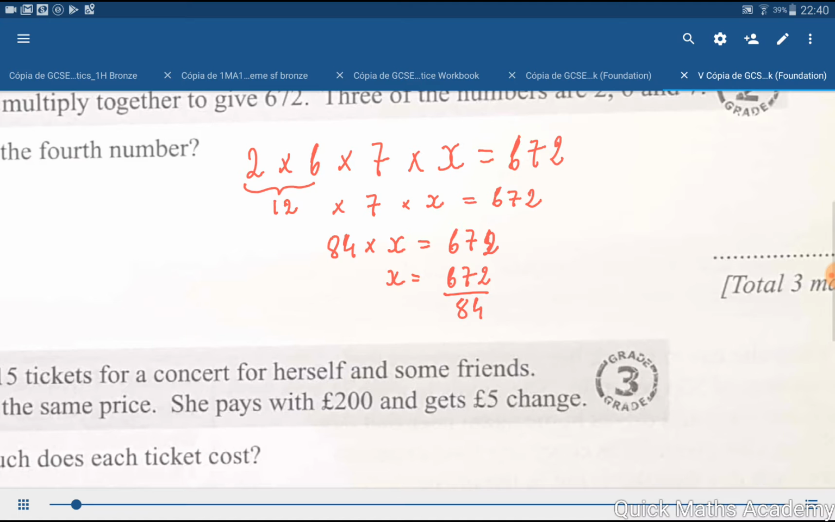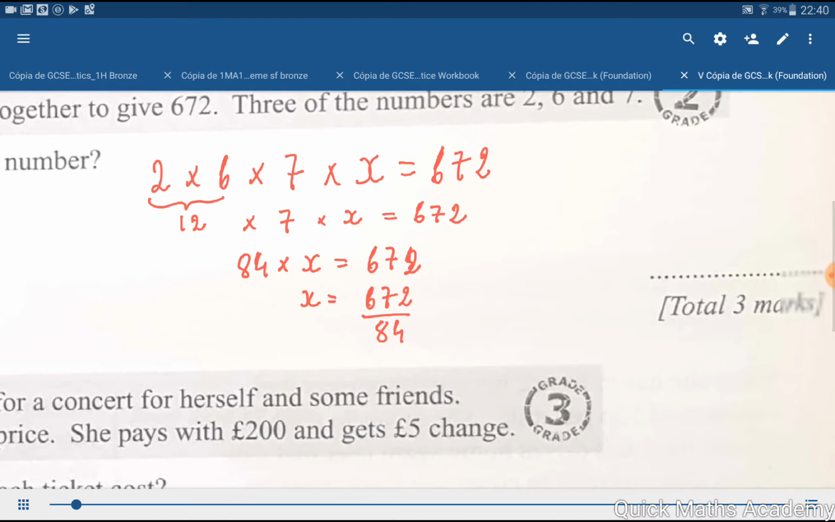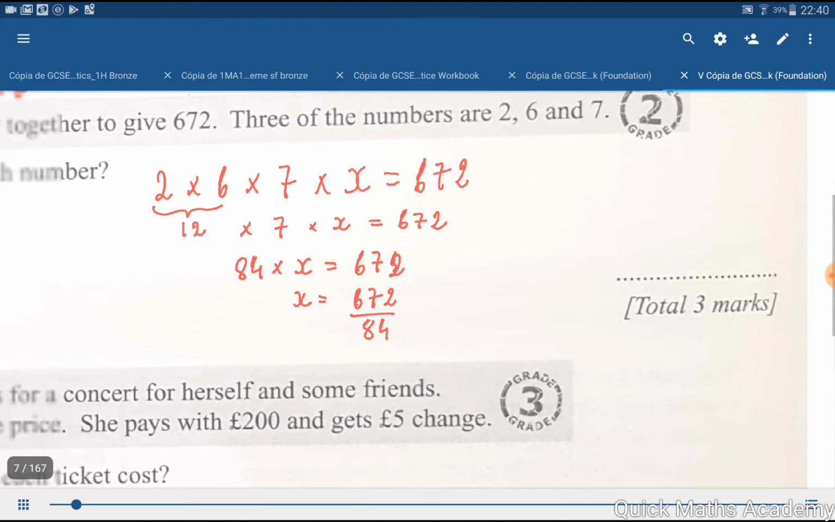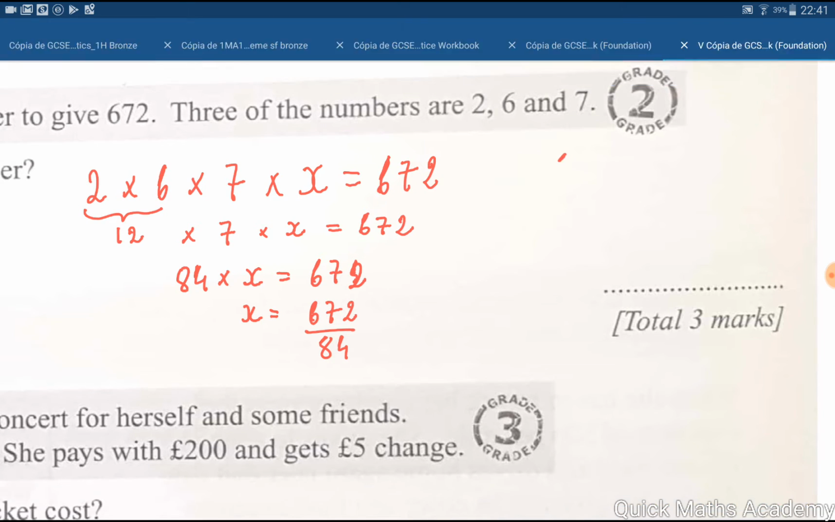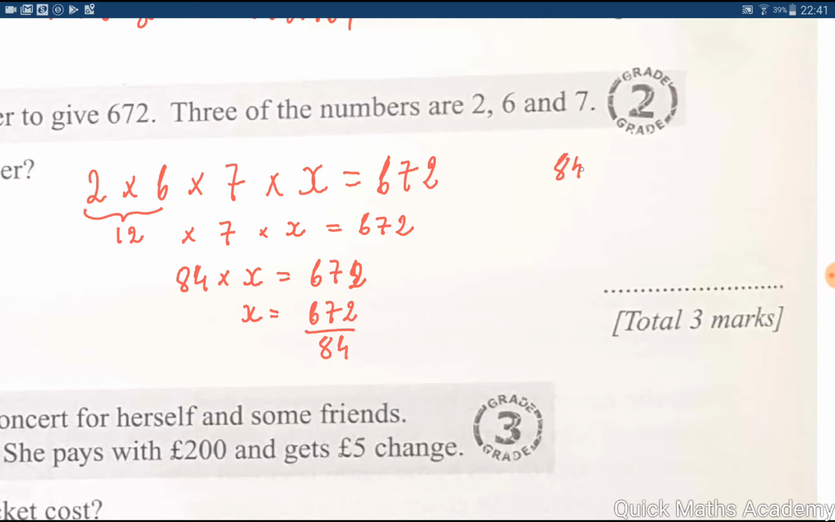Now this division can be a little tricky to do, because it's a two-number division. It's quite difficult actually, but we can do it in another way. Let's see. 84 times a number is 672. Let's start by thinking like this. I know that 84 times 10 is 840. Agree?